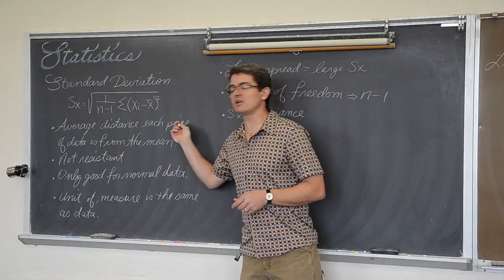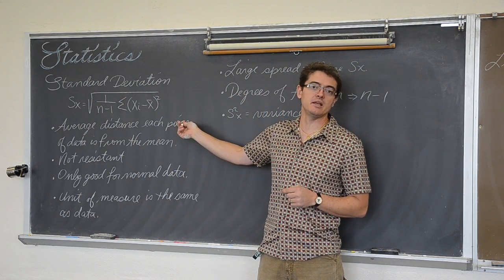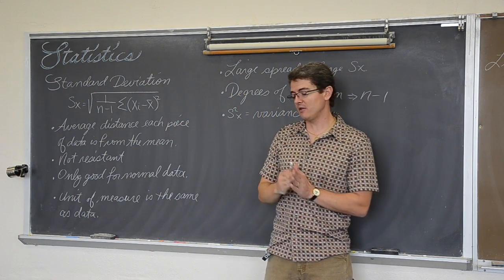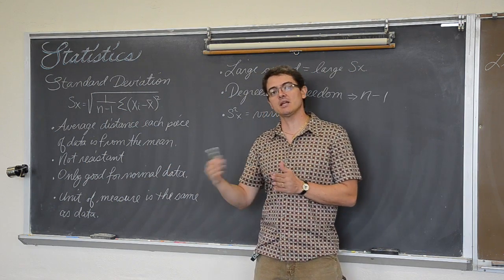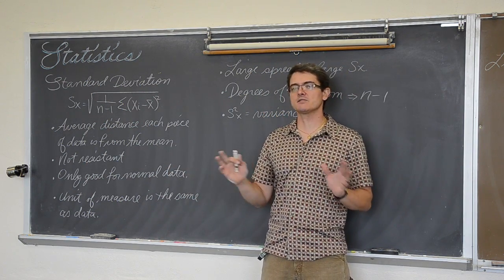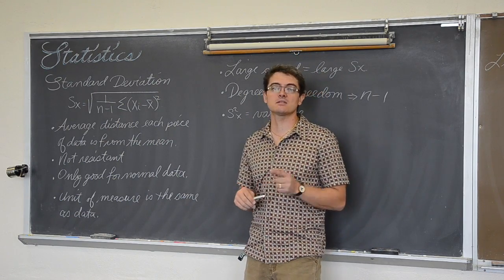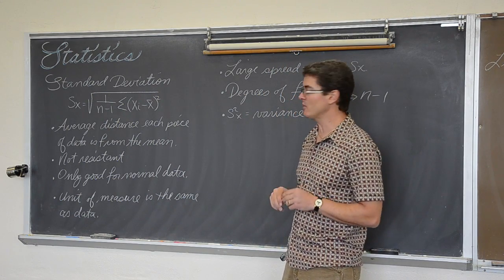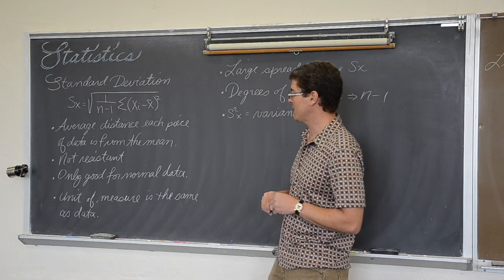What is standard deviation? It is the average distance that each piece of data is from the mean. If a number is to the left of the mean, it's a negative distance. To the right of the mean, it'll be a positive difference. Those negatives and positives will cancel out a little bit, and that means that we have to do something finagling with the formula, and I'll talk about that for a minute.